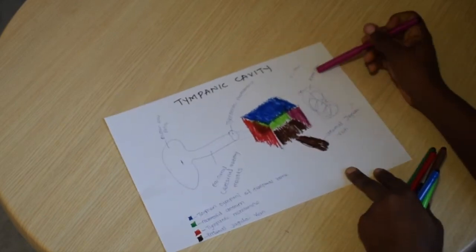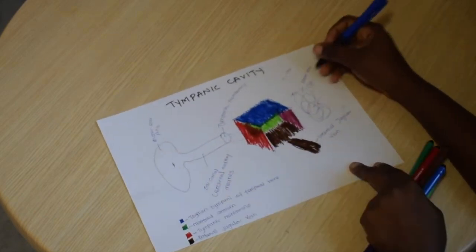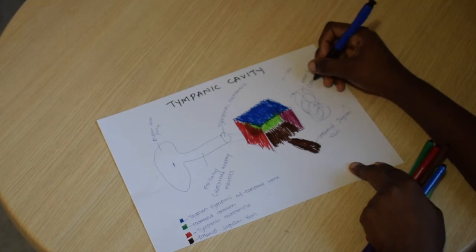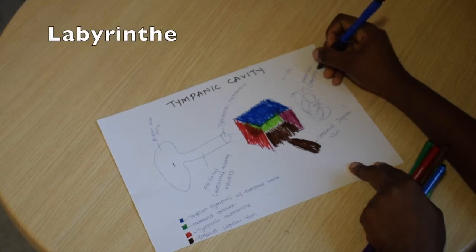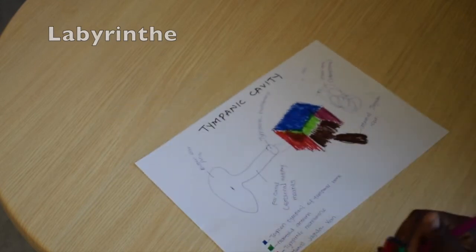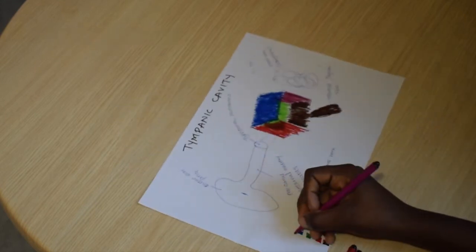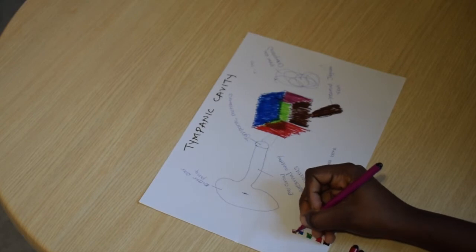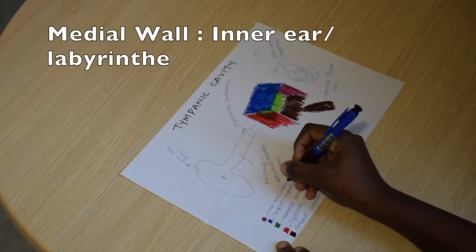Medial wall. You know, this is the inner ear. Collectively, the structures of the inner ear are known as the labyrinth. So medially, labyrinth.